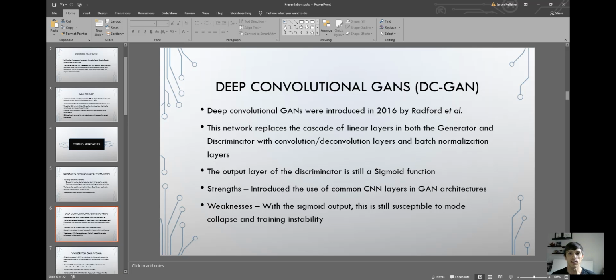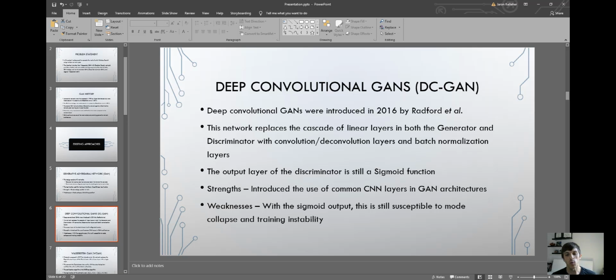After the standard GAN came the deep convolutional GAN in 2016. These GANs introduced convolutional neural net architectures to the standard GAN, so rather than having your simple feed-forward, fully connected network, we now have layers of convolution and deconvolution layers in our network, along with batch normalization. So it's really taken some of the expert convolutional neural net architectures and applied them to these generative adversarial networks. Now it still kept the sigmoid output function and still used the binary cross-entropy loss function.